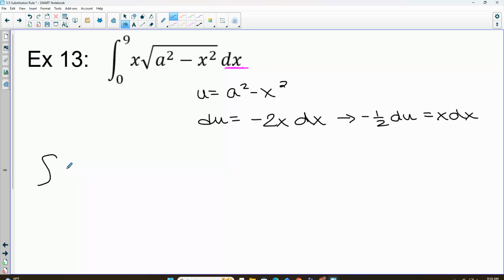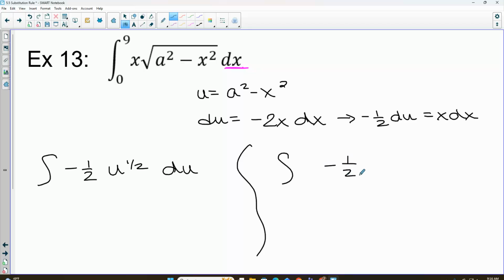So I'm going to do my antiderivative. I have a negative 1/2. Square root of u would be u to the 1/2 du. You can keep it like that if you change your limits. If x is 0, get a squared. If x is 9, I get a squared minus 81. Definitely not pretty, is it?